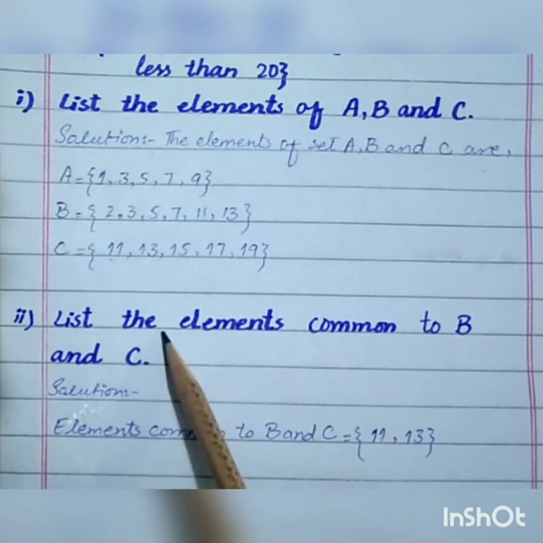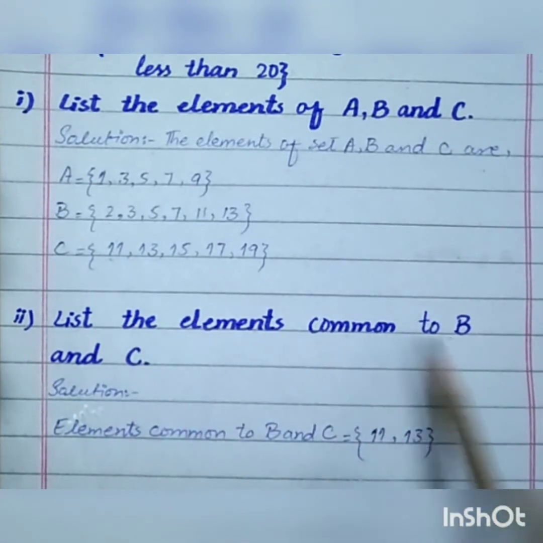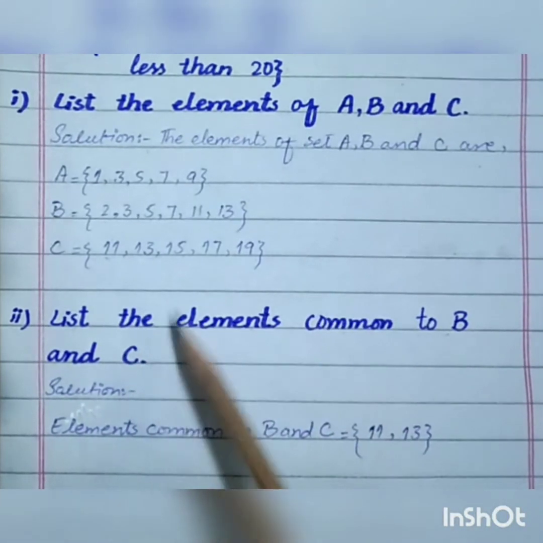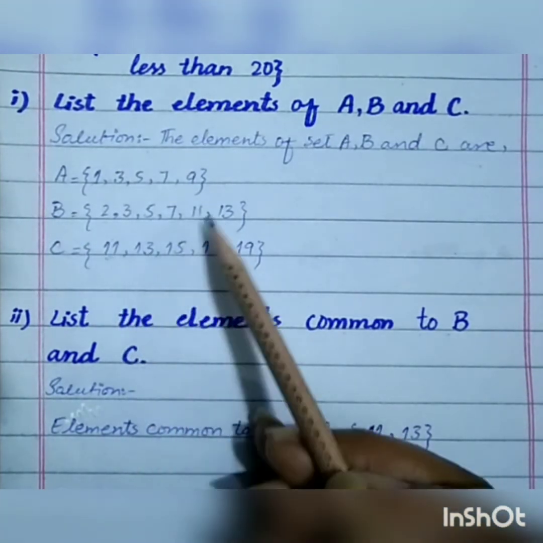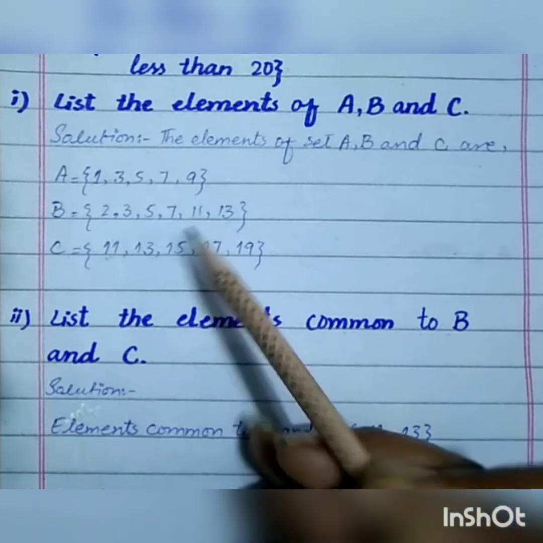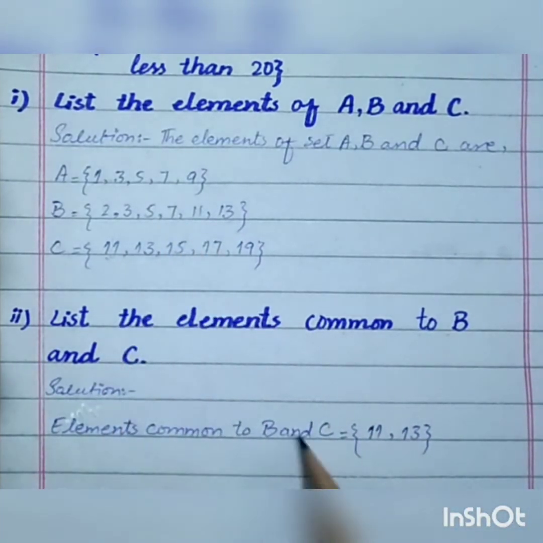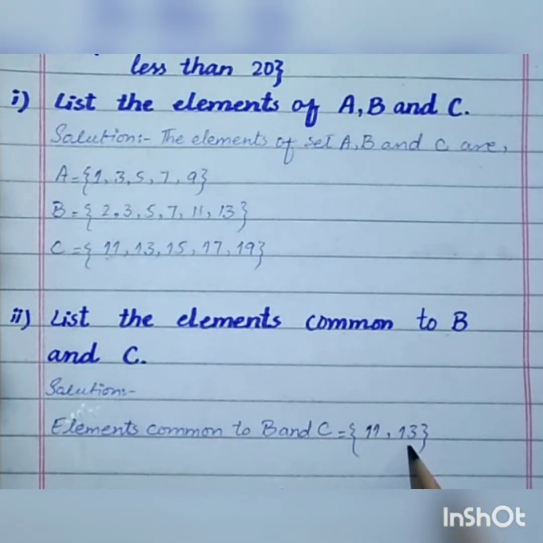Part number 2 is list the elements common to B and C. As we can see, in the sets B and C, the common elements are 11 and 13 in both of these sets. So the elements common to B and C are 11 and 13.